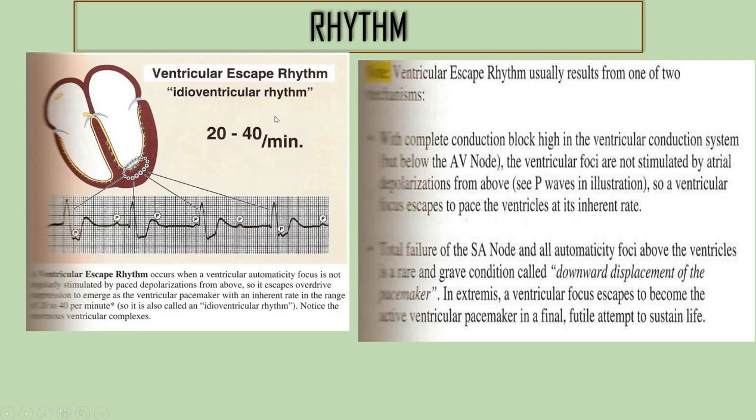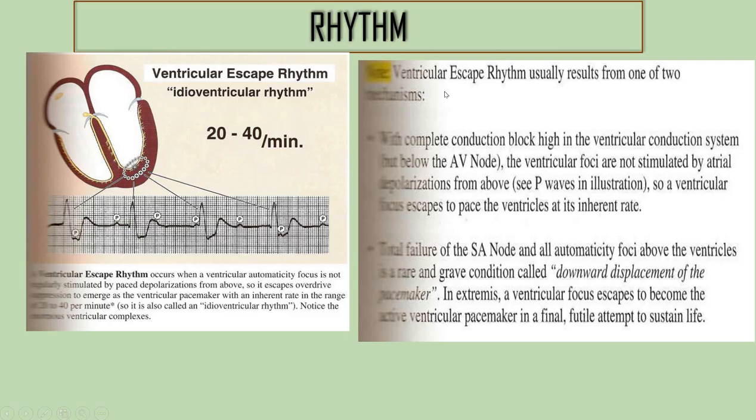Now, ventricular escape rhythm, or idioventricular rhythm, rate 20 to 40 per minute. A ventricular escape rhythm occurs when a ventricular automaticity focus is not regularly stimulated by paced depolarization from above, so it escapes overdrive suppression to emerge as the ventricular pacemaker with an inherent rate in the range of 20 to 40 per minute. So it is also called an idioventricular rhythm.